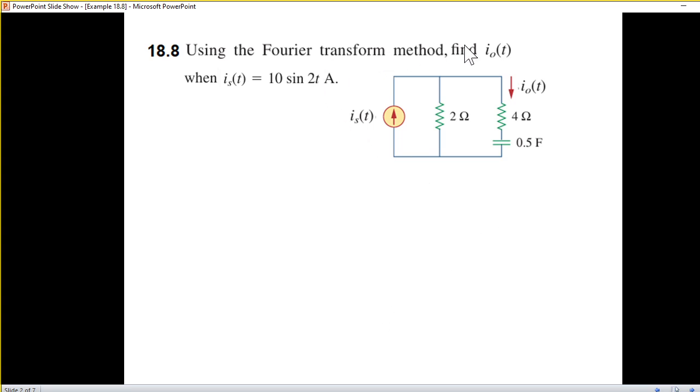Use Fourier Transform method to find i_o(t). So this is the current i_o(t). We have to find this, where i_s is 10 sin 2t. So the input signal is given here.